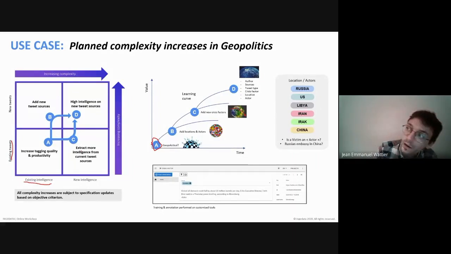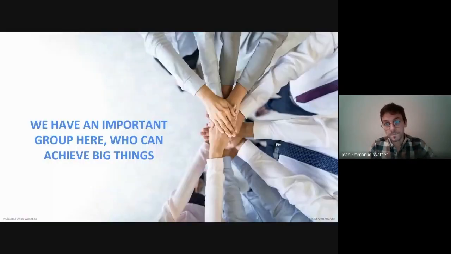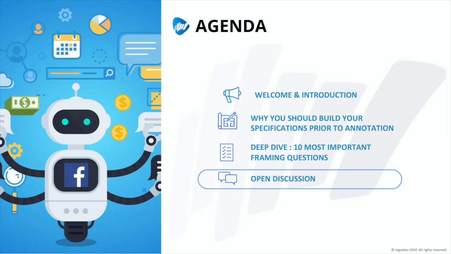Another example, for example, about the locations. Of course, locations can be a country. This is an easy case. But what if we are talking about ISIS territory? Do we consider that ISIS territory is a location? This is the type of questions that we have to handle. And this is the reason why building good specifications is very important in order to get good quality of data annotation.